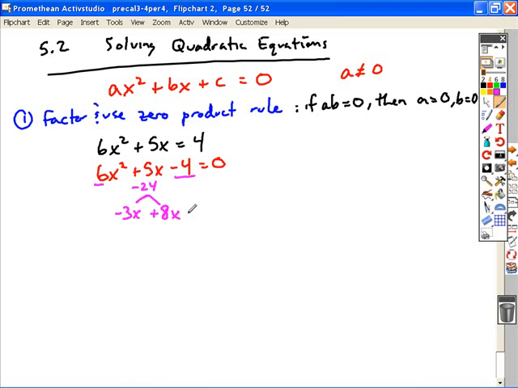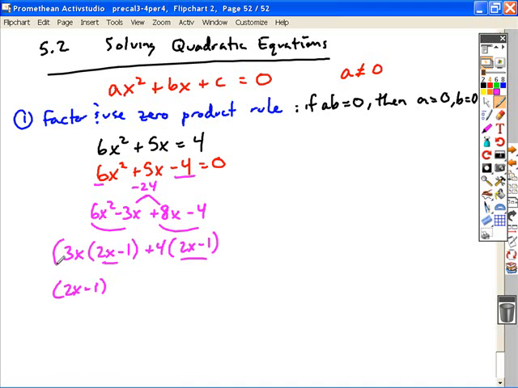So if we rewrite our middle term as those two terms, and then factor this by grouping, what common factor can we remove from this first pair of terms? A 3x, leaving 2x minus 1. And what common factor can we remove from the second pair? 4, leaving a 2x minus 1. And so we accomplished what we were looking for. We have a common factor that we can remove. And when we remove that common factor, we're left with the terms 3x and a positive 4.